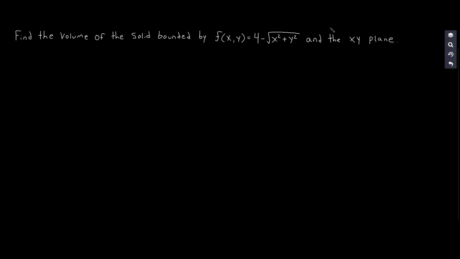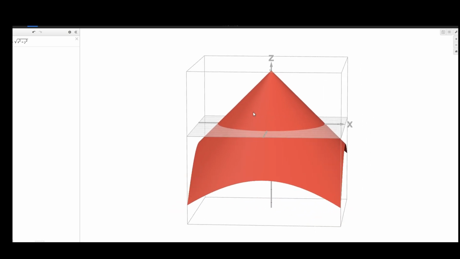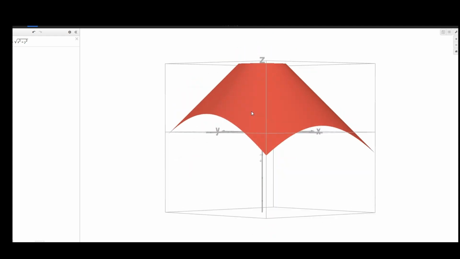So now we want to find the volume of the solid bounded by the function f of x and y equaling 4 minus the square root of x squared plus y squared in the xy plane. So if I use my Desmos 3D calculator and I graph this, 4 minus the square root of x squared plus y squared, I get this cone. I get this cone looking thing, right?